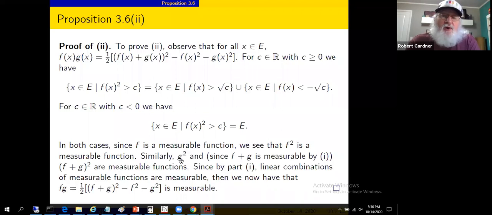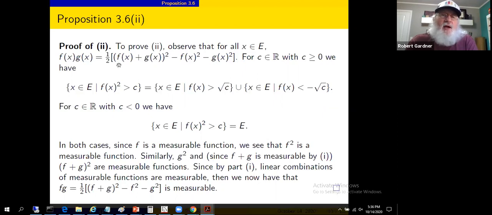Well, then a similar argument would show that g squared is measurable. Same argument. If f and g are measurable, then f plus g is measurable. That's part 1. And we know squares of measurable functions are measurable. So f plus g squared is a measurable function. Awesome. So we've got this is measurable, this is measurable, and this is measurable.